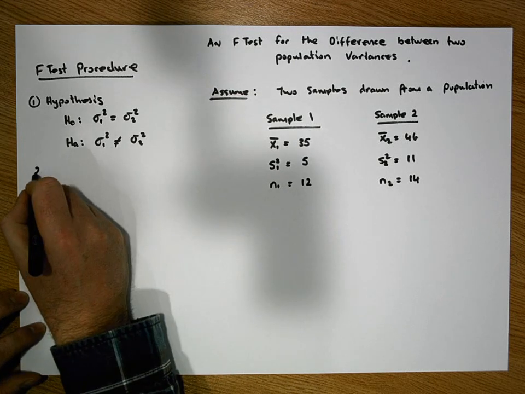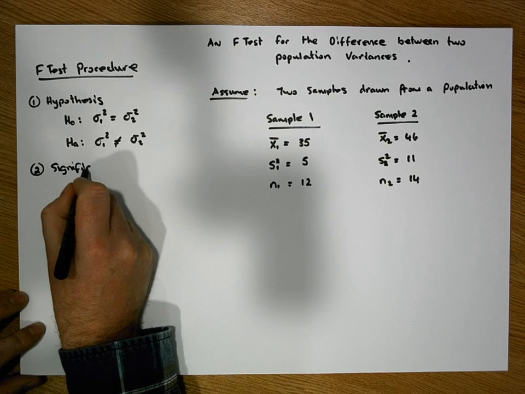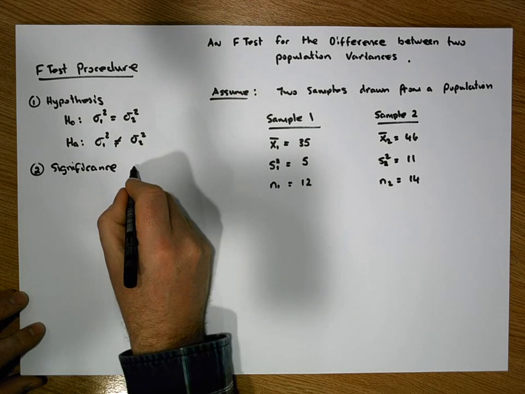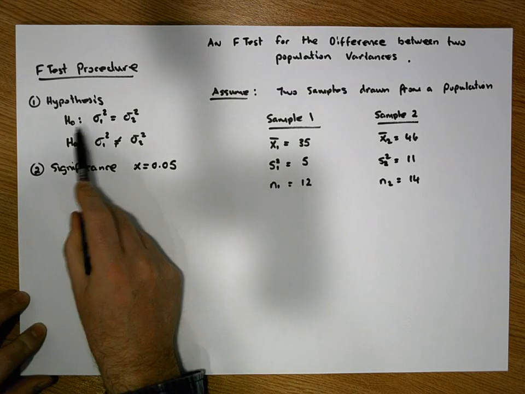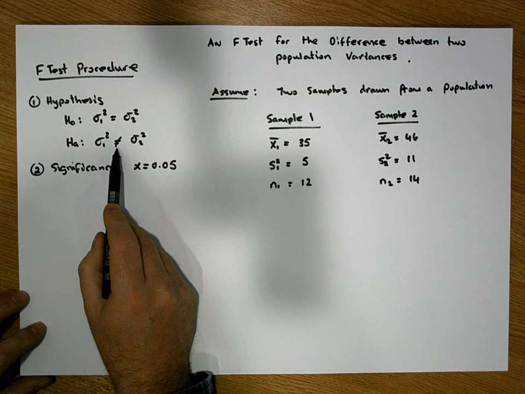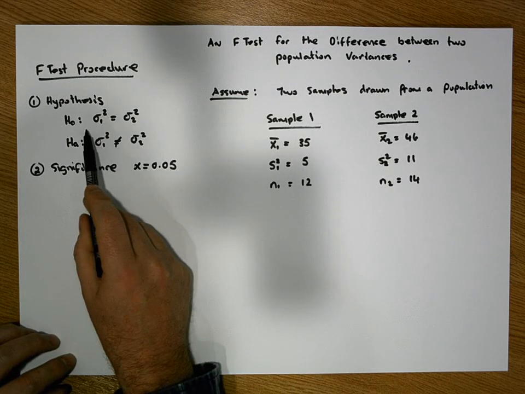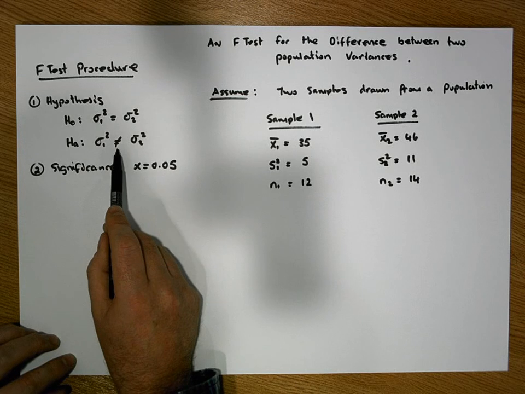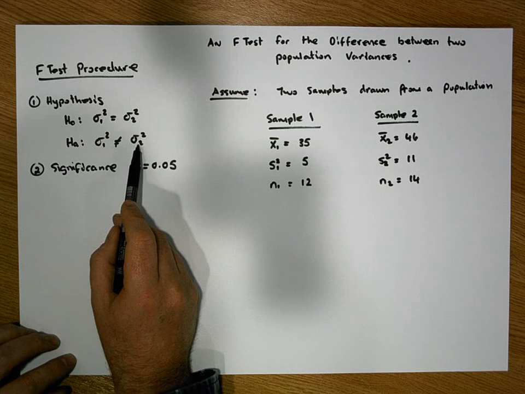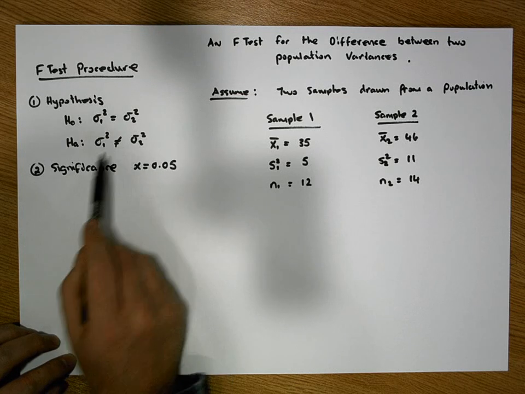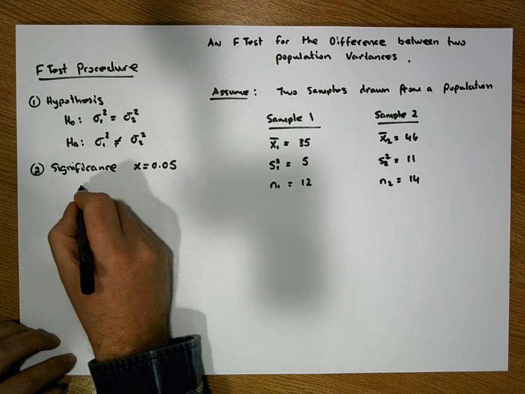The second stage is that we choose a significance level for our test. Let us just choose an alpha equal to 0.05, and let's keep in mind that this is a two-tailed test. To show that the two samples have been drawn from populations that have different variances, all we need to show is that one of the variances is less than the other, or the other is less than the one. So we've got two ways that we can actually prove this. Our significance is 0.05, and this is a two-tailed test.